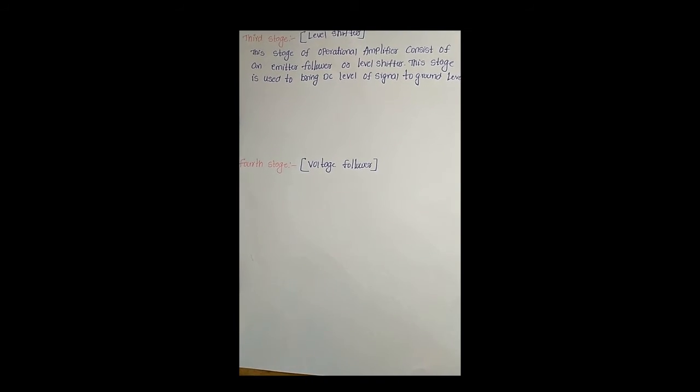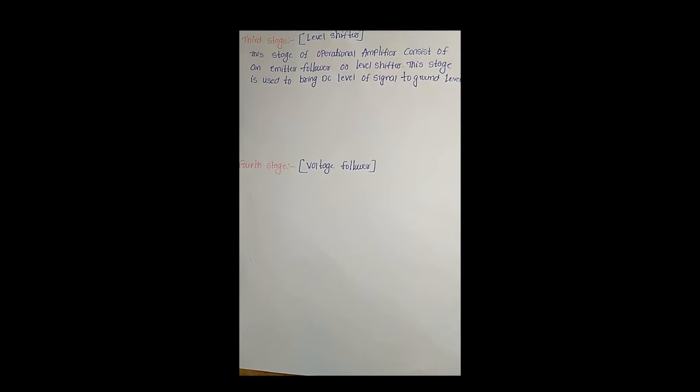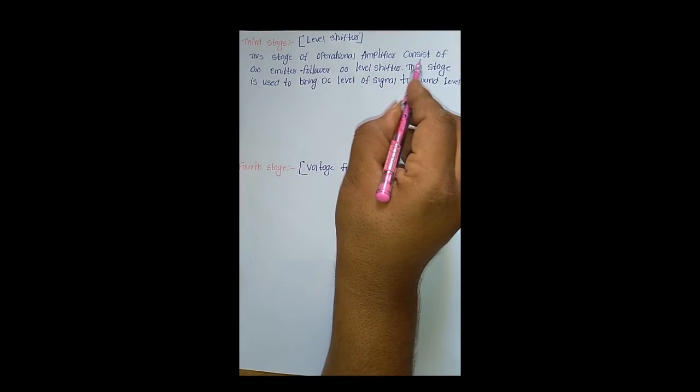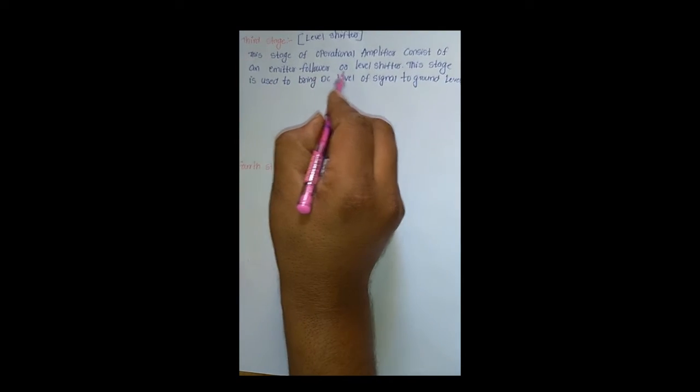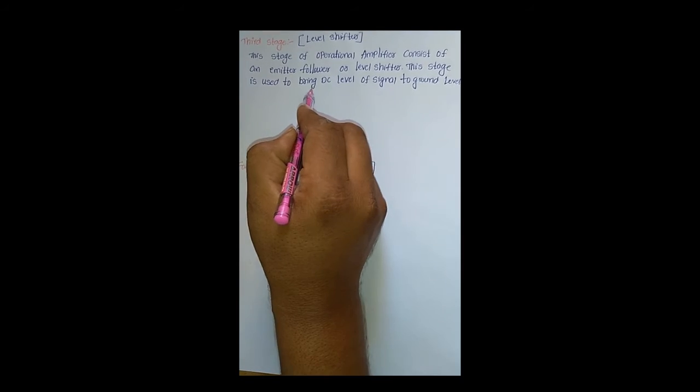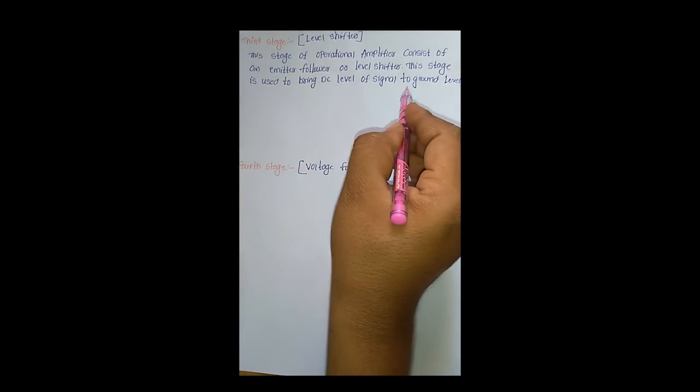Next, we discuss the third stage. We consider this third stage as a level shifter. This stage of the operational amplifier consists of an emitter follower or level shifter. This stage is used to bring the DC level of the signal to the ground level.